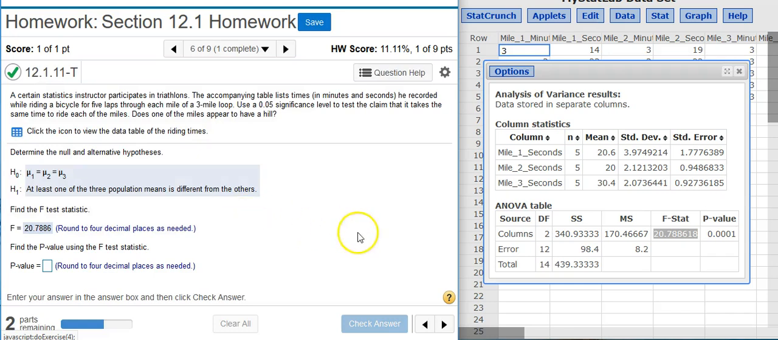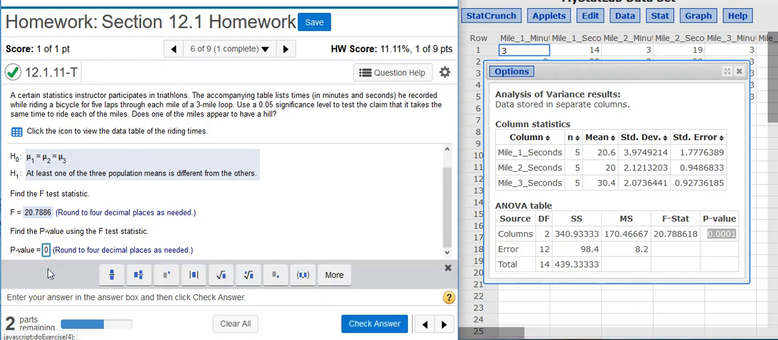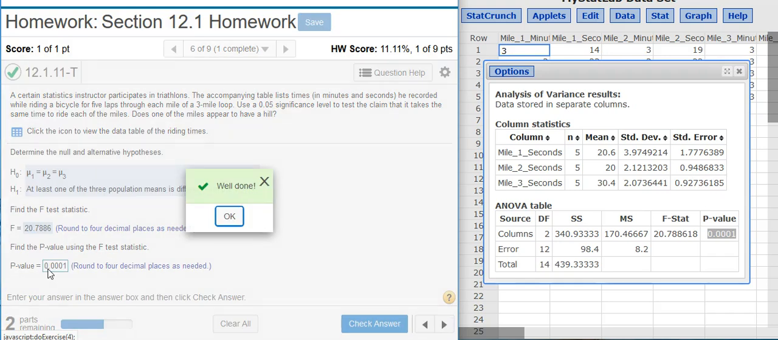Next, we're asked to find the p-value. The p-value is here in the Anova table, right next to our test statistic. Well done!